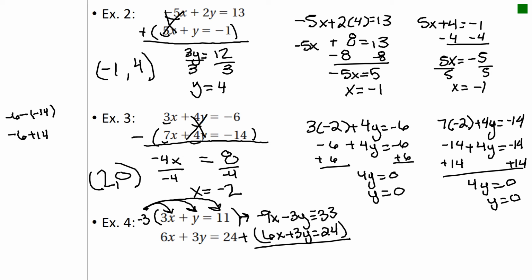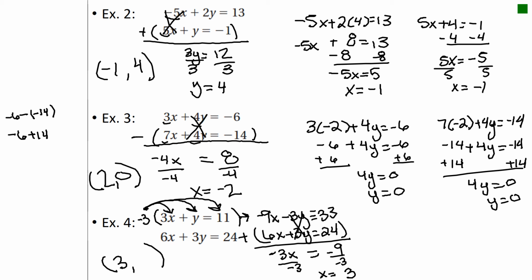I know I'm going to eliminate by adding because I have opposite y's. So negative 9x plus 6x is negative 3x. I can eliminate negative 3y plus 3y, equals negative 33 plus 24 is negative 9. Divide by negative 3, divide by negative 3, x equals 9 divided by 3 is 3, and negative divided by negative is positive. So we found out that x is 3.